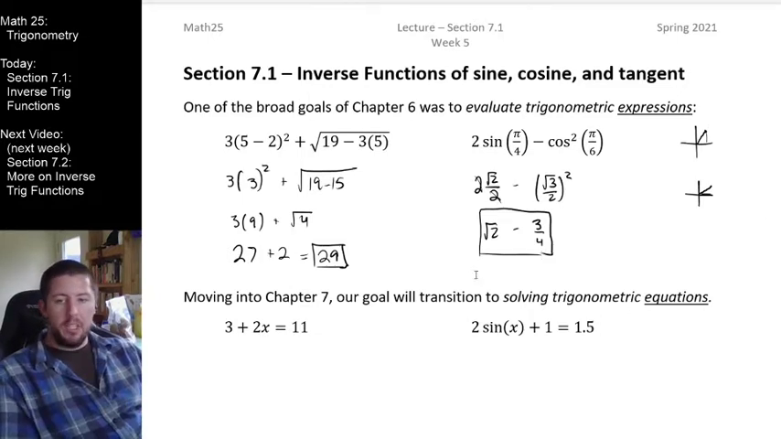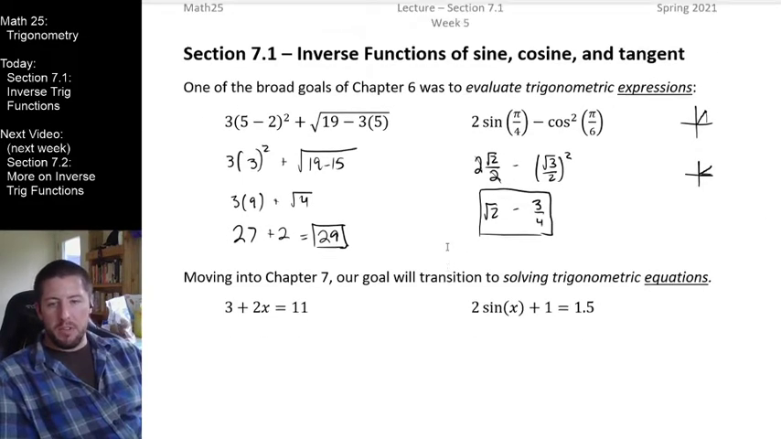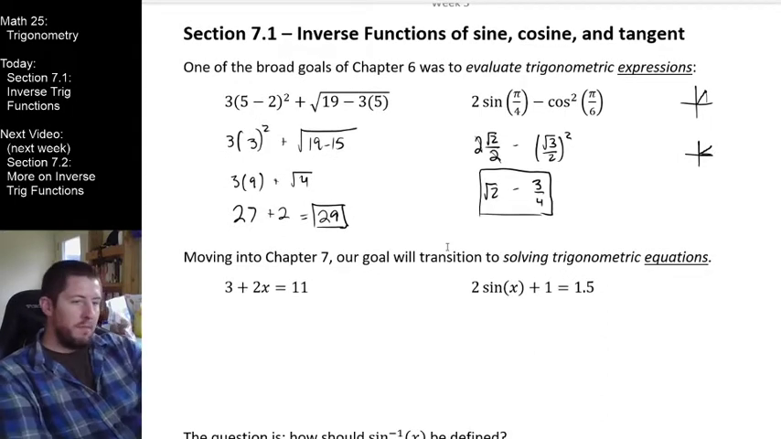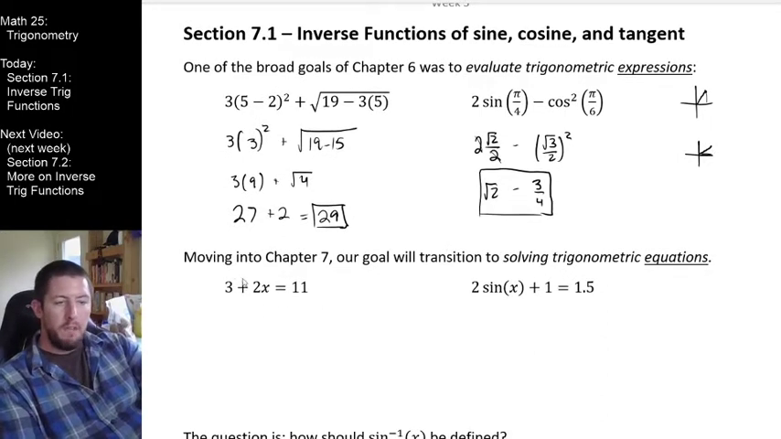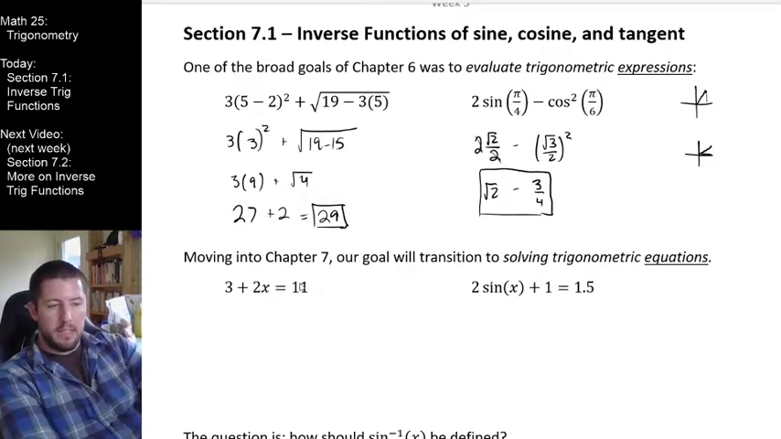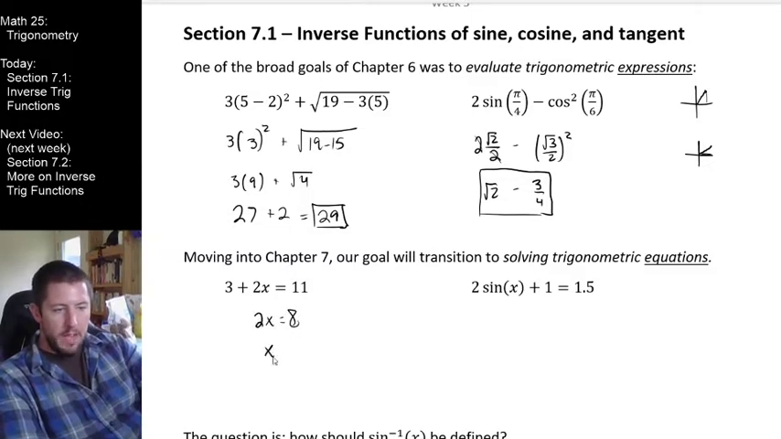Our goal moving into chapter 7 now is to solve trigonometric equations. So this is more stuff that you've seen from algebra right here, that we could solve this equation for x. This is a relationship saying if 3 plus 2x is the same as 11, what value is x? Well, I could subtract 3 from both sides of the equation to get 8 and divide both sides by 2 to get that x must be 4 for these two sides to be equal to one another.